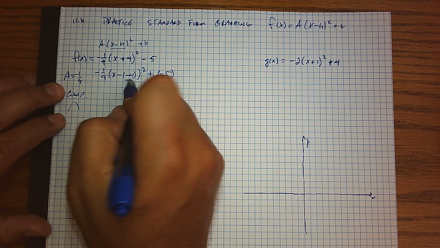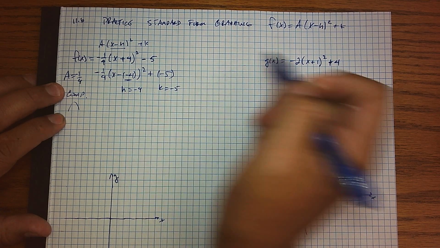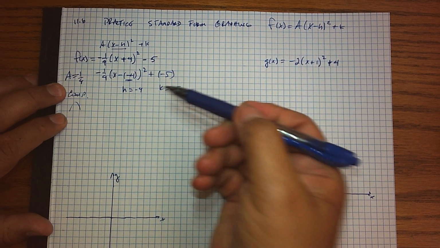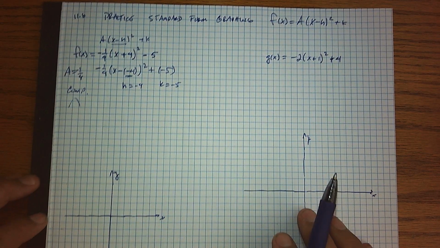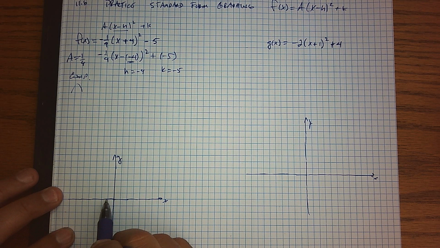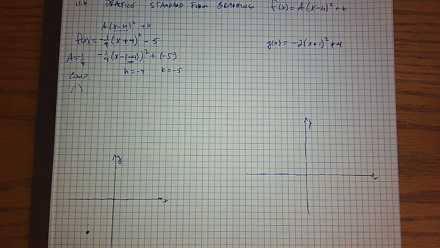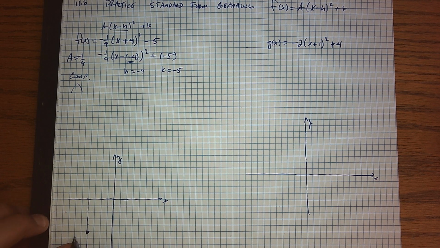So there's my h. It's sitting at -4. And there's my k, -5, which matches. We're shifting to the left 4, we're shifting down 5. So that's basically what our graph is. And so we can go to -4, and down 5: 1, 2, 3, 4, 5. All right, so there's where our graph basically is on this guy. All right, and so our axis of symmetry is right here, and we're opening downwards.